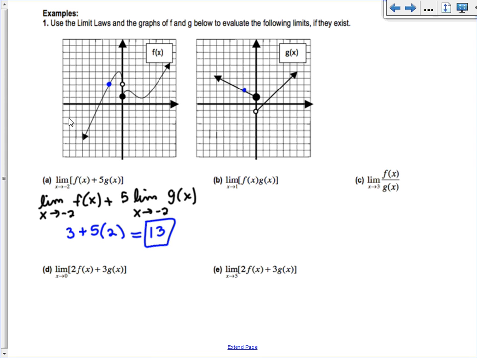All right, b. We have the limit as x goes to 1 of f of x times g of x. You can bring the limit into both pieces. You're finding the limit for the first graph, and then multiplying by the limit on the second graph. Does that make sense? So the limit as x goes to 1 of f of x is 2, because you're looking at your f of x graph, and it's at a height of 2. And the limit as x goes to 1 of g of x is 0. So 2 times 0 is 0.